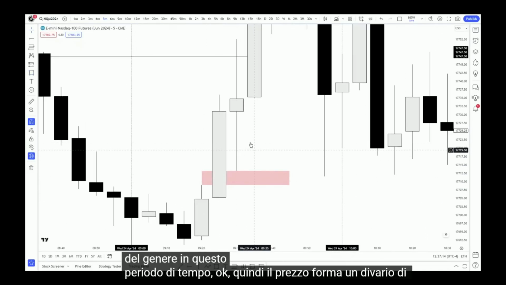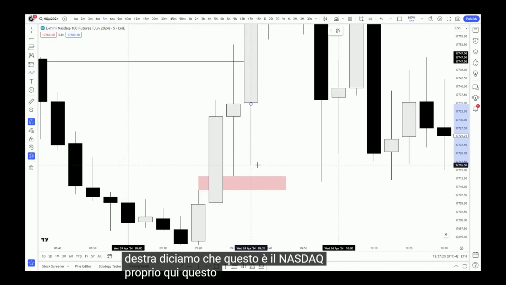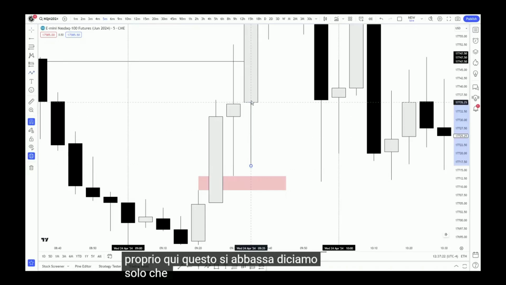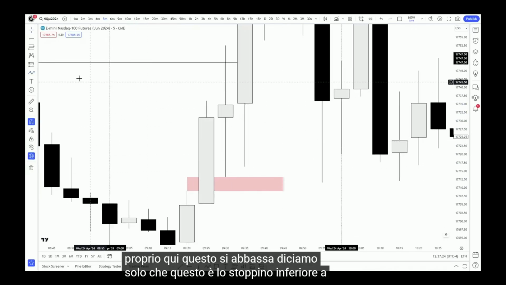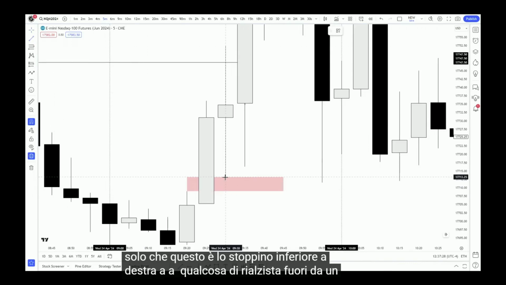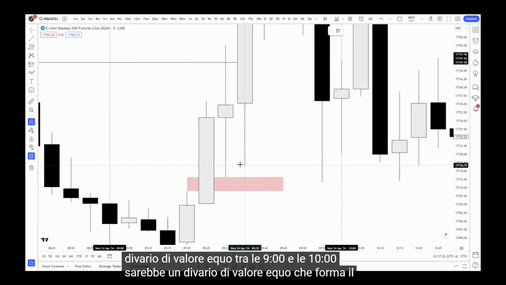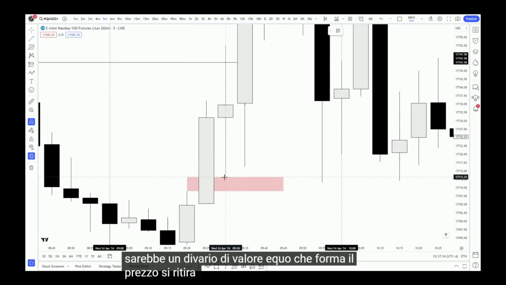Okay, so price forms a fair value gap, right? Let's say this is the NASDAQ right here. This pulls back down. Let's just say this is the lower wick on that, right? A bullish SMT out of a fair value gap between the 9 to 10 o'clock hour would be a fair value gap that forms. Price pulls back down lower.